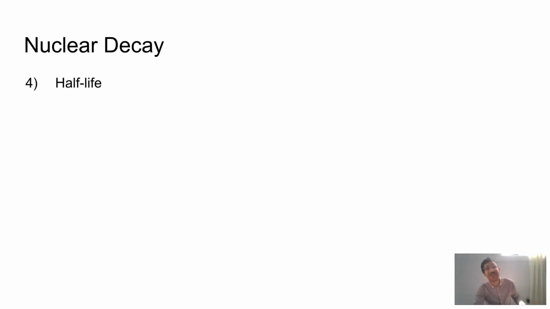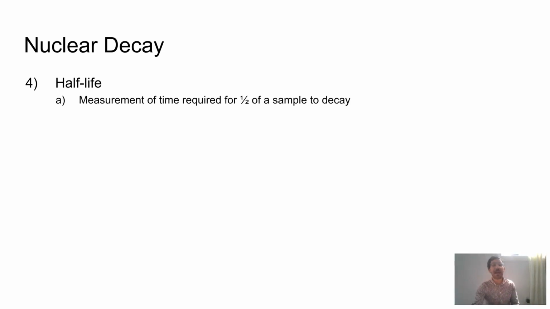So we don't really write equations for gamma decay because nothing changes. It's just one element that stays that same element. It just kicks out a photon. So half-life, I mentioned that a little bit before.